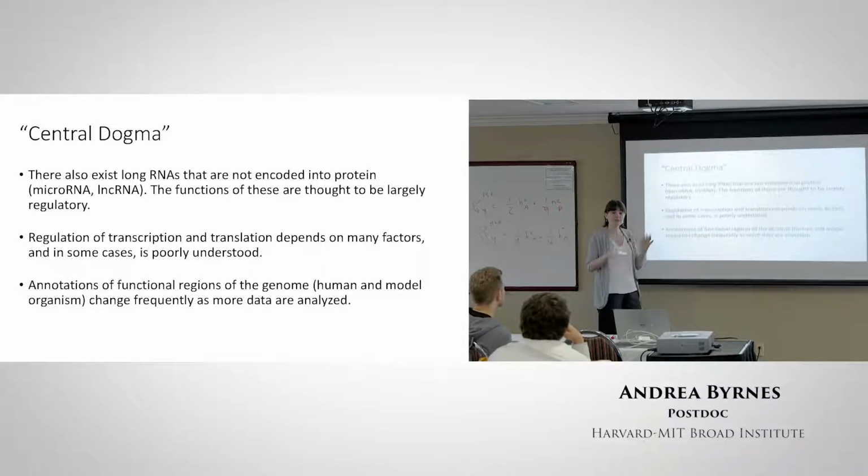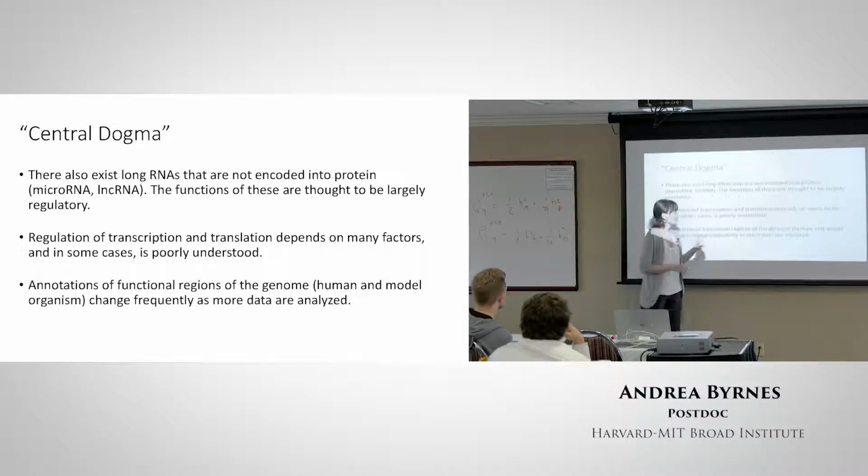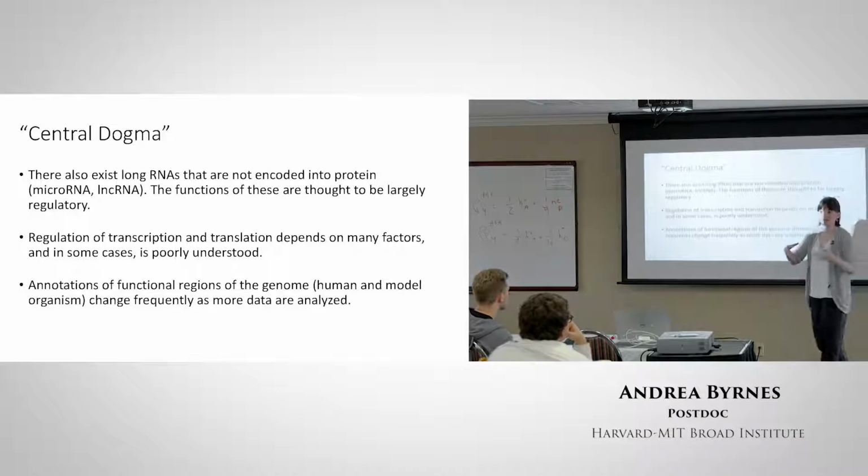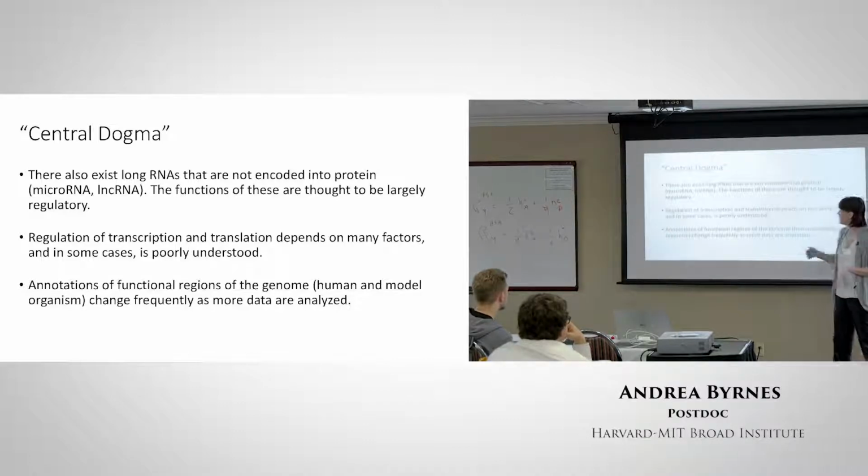So regulation of transcription, that's the process that goes from DNA to RNA, the writing piece, and translation, that's the piece where we go from RNA to protein, depend on a lot of factors. A lot of it looks like this sort of thing, where it's several proteins binding together, and those differ by cell type and by organism, by time point, by many different stimuli. And so as a process, that's poorly understood, though there are some individual cases that are well understood. And then annotations for functional regions of the genome, and this is for human and in animal model organisms, change a lot. And so with a lot of these big databases, there are some things that are quite stable, and then there are some things where you always want to have the newest release.